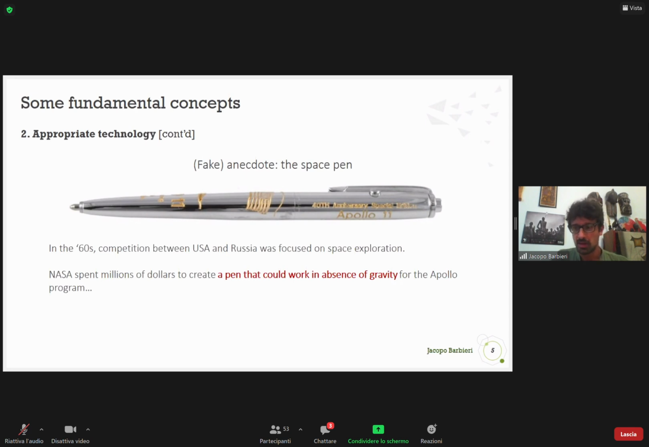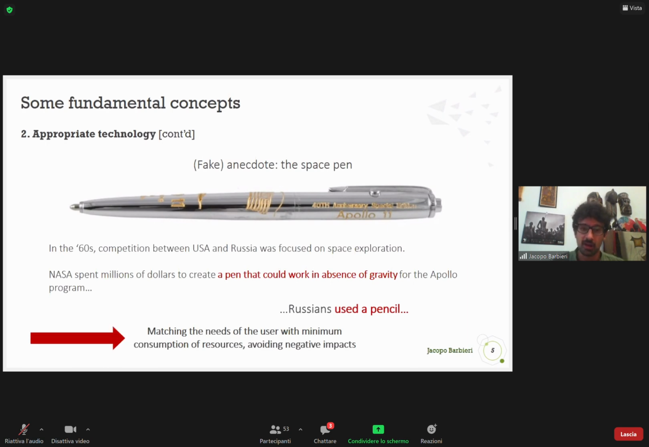And so they had a big team of scientists studying this solution. While the Russians decided to have a different approach. The Russians actually used a pencil. This gives you a very good idea of what an appropriate technology is. Appropriate technology is something that matches the needs of the user with minimum consumption of resources, avoiding negative impacts on the environment or other dimensions.